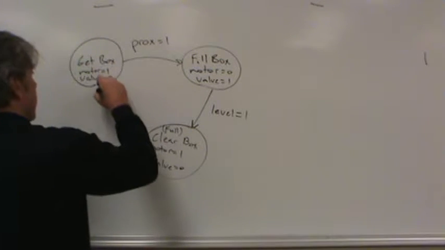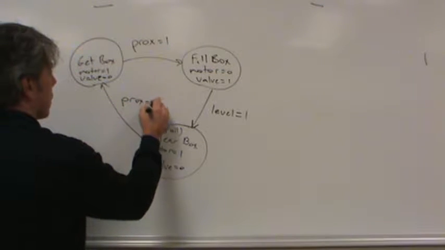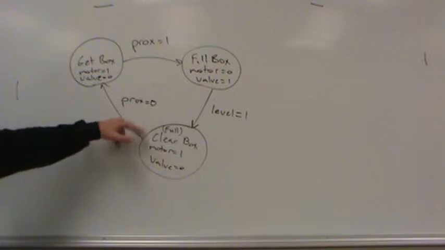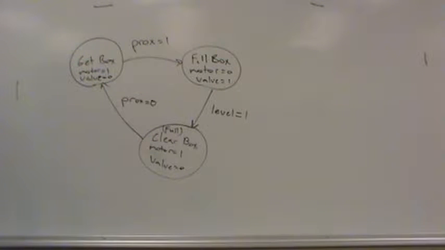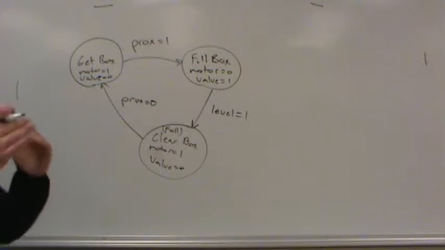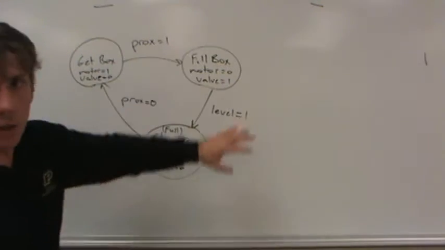Well, we could go back to the get box state if prox goes to 0, right? Because once the prox is cleared, that means that full box is out of the way. As far as we're concerned, we're done with it. It's time to go get another box. This is a very simple state machine. It looks just like the sequence we had, right? Remember we had a 3-step sequence? Get the box, fill the box, clear the box, return, keep going.